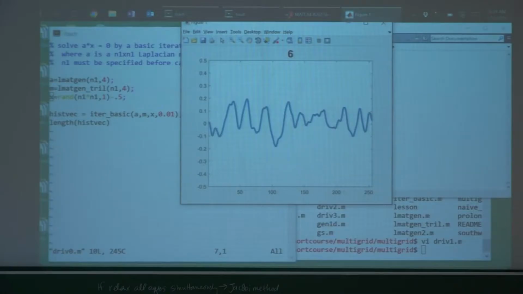But you can see that the error is not decreasing as much. Furthermore, the error looks smoother than before. Remember the very first picture, the error looked very oscillatory, and now the error looks smoother. But convergence is much slower. So why does the error look smoother? I'll try to explain that in a moment. This also happens in 2D.